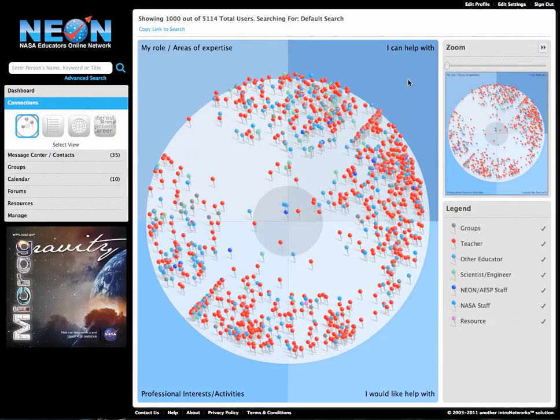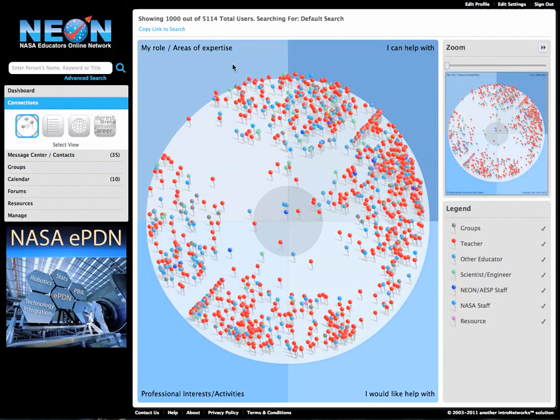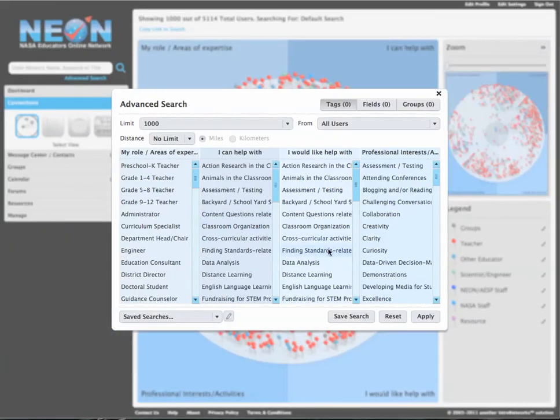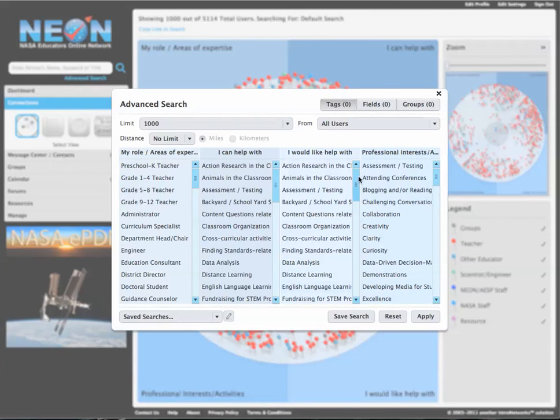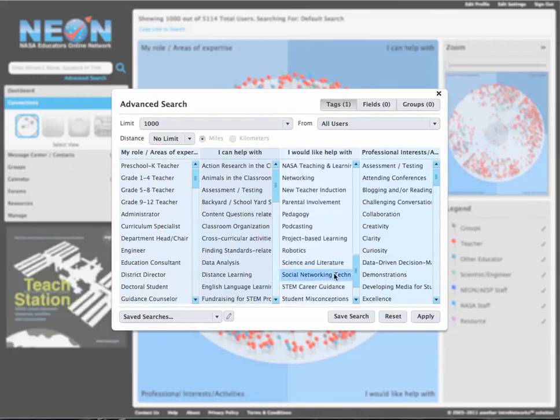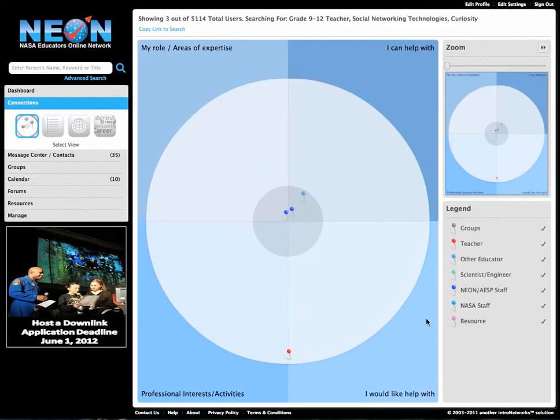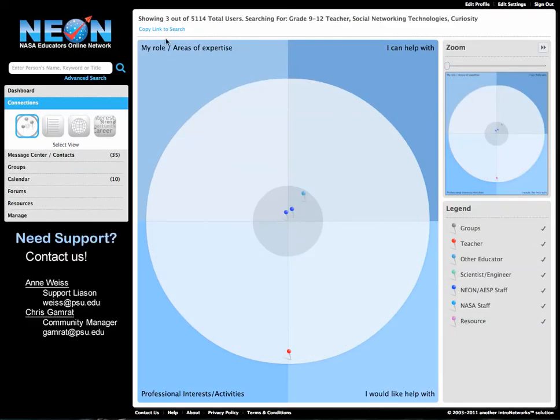Now, the system is really most powerful when we can search all of those dimensions that I talked about earlier. So let's say that I'm looking for someone who does social media. I want to find all the people who would like help in social networking technologies who are in high school who are really curious. Let's see how many people we find here. And notice, that's really interesting: 3 out of 5,000. And again, I can find those people very, very quickly.